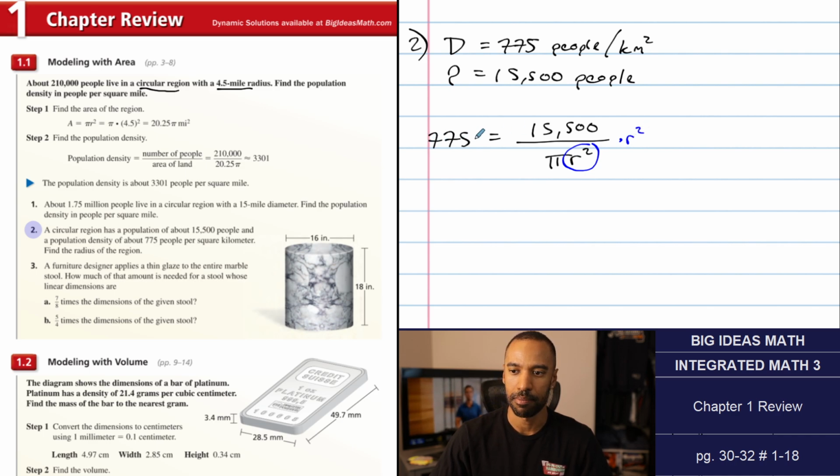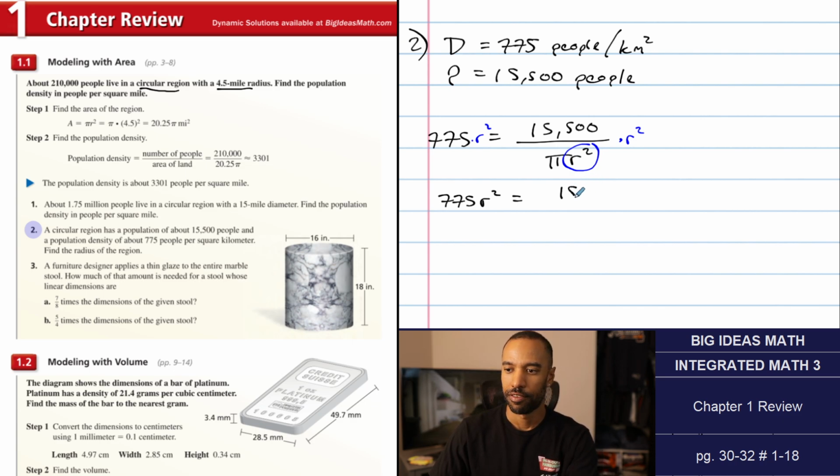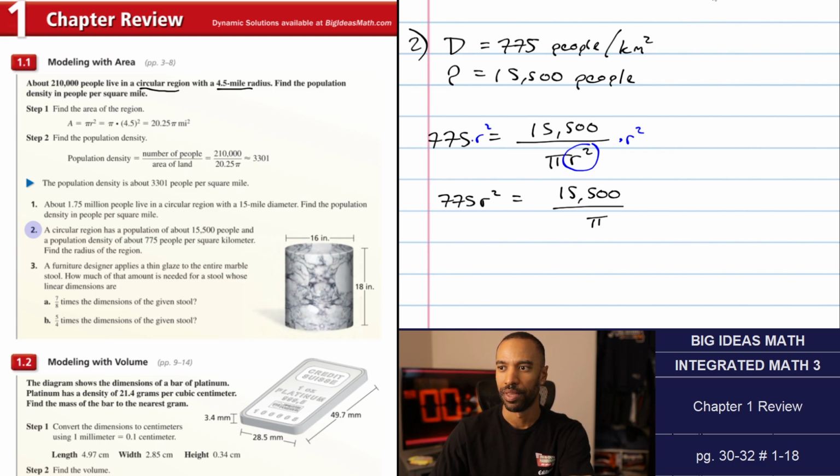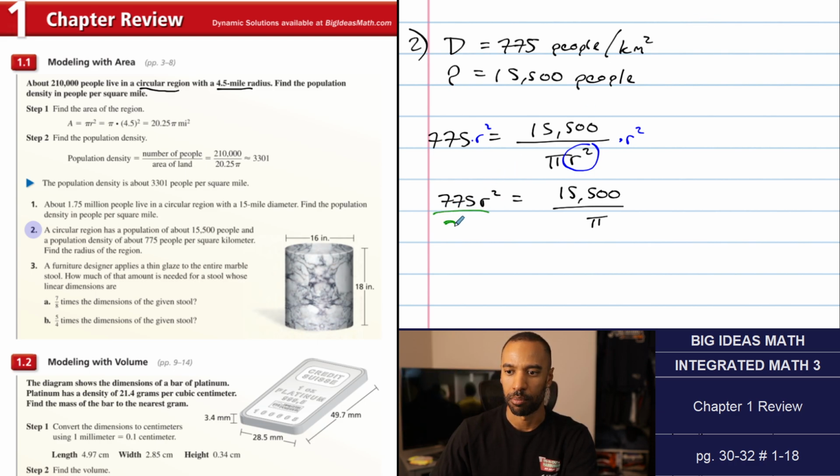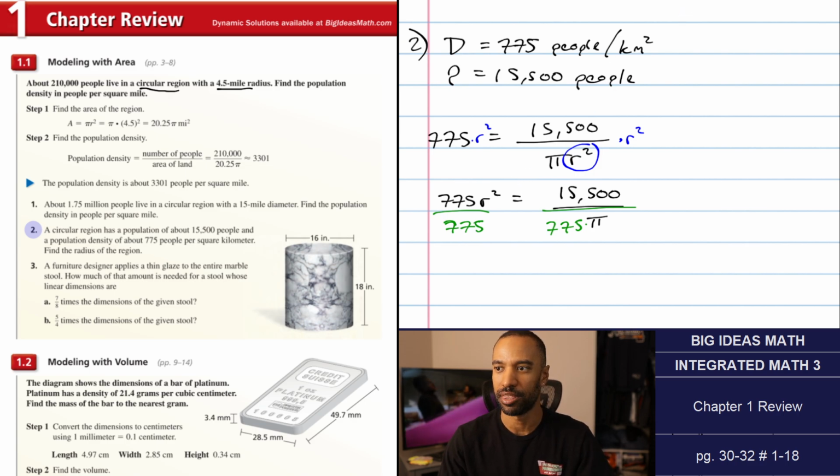Let's do a two-step little dance here. Multiply both sides by r squared. So I have 775 r squared equals 15,500 over pi. So that pi didn't really move. And I know why some people kind of want to bring the pi up just to bring it back down, because they get confused when we divide here saying, where does it go? Well, this goes down with pi, just like the r squared was down there with pi. But there's my two-step to get r squared by itself.